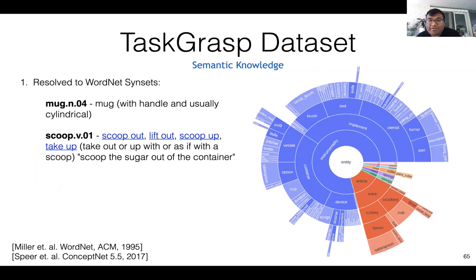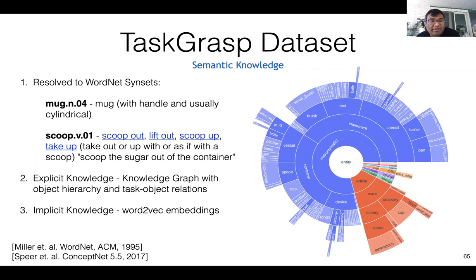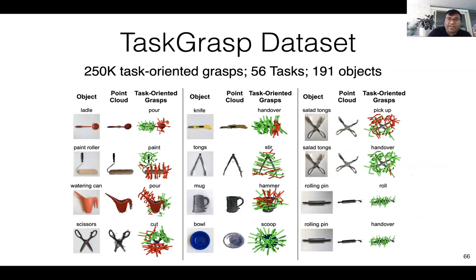One of the cool things about this data set is that we have resolved the objects and tasks to their WordNet synsets. So basically we have the semantic information with us. Apart from this WordNet mapping, we also have explicit knowledge, for example the knowledge graph of the relationships between objects and tasks, and we have implicit knowledge, the word2vec embeddings for both the tasks and the objects essentially. And so here is what our data set looks like.